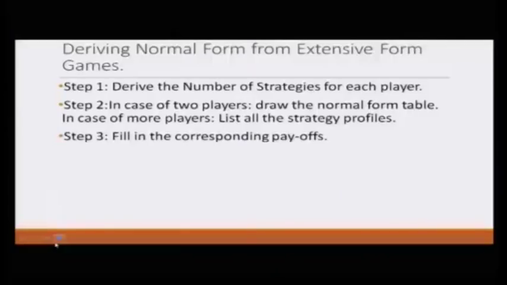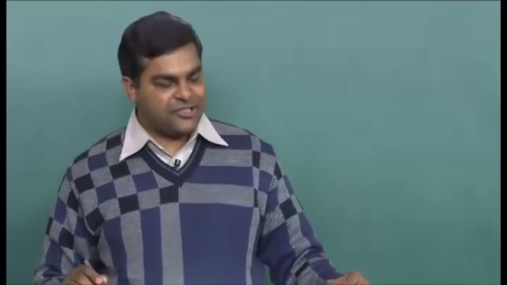So that is the first stage. The second stage is simply if we have two players, draw the normal form table, and if we have more players, then list all the strategies of different players and get all the strategy profiles. And the last step is, once you get the table, fill the different boxes with the corresponding payoffs. And of course, when you have more than two players, you will have to list all the payoffs corresponding to all the strategy profiles.